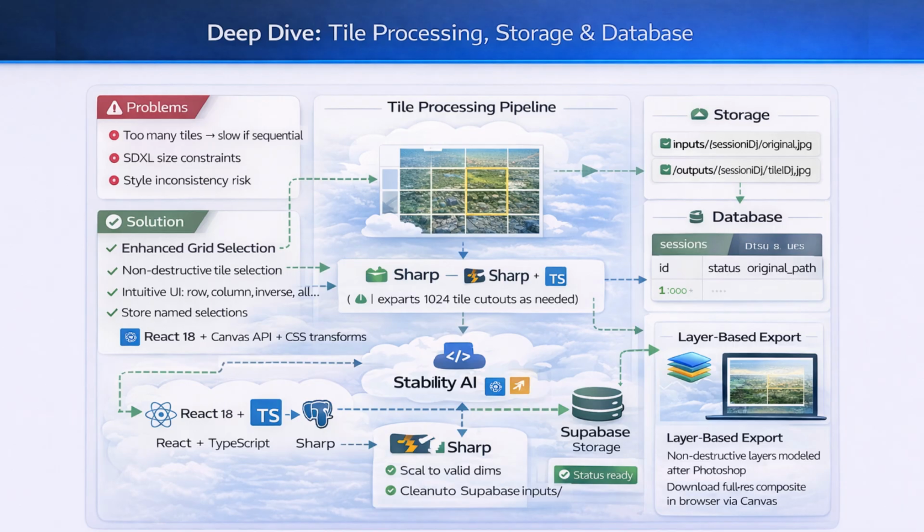Finally, recomposition is done non-destructively in the browser. The original image remains untouched. AI outputs are layered precisely using Canvas coordinate alignment. Export is a final composite, never destructive. So technically this slide is about Sharp-based tile extraction, Stability AI integration, Supabase storage structure, PostgreSQL session tracking, parallel processing orchestration, deterministic recomposition. This is the production-grade backbone behind the visual system.